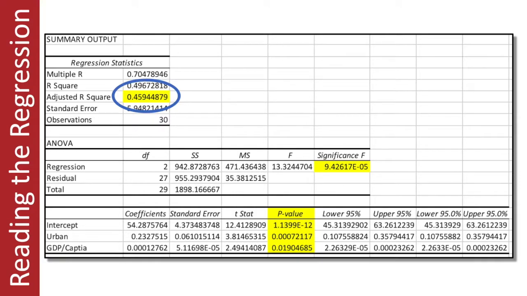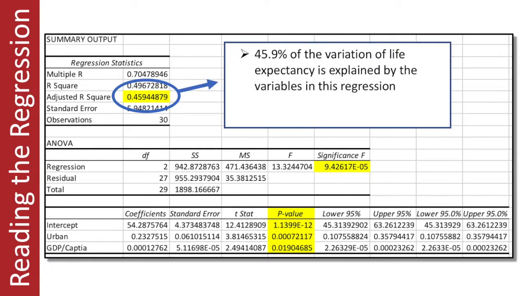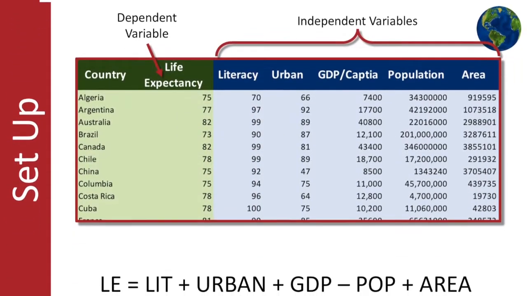It's called the adjusted R-square. You can see that it's 0.459. And what that's telling me is that 45.9% of the variation of life expectancy is explained by the variables in this regression. So really, we're missing more than half the story. No worries though, it doesn't mean that we failed, it's just information that we need to consider and acknowledge at this point. So let's go back to our setup from the beginning.